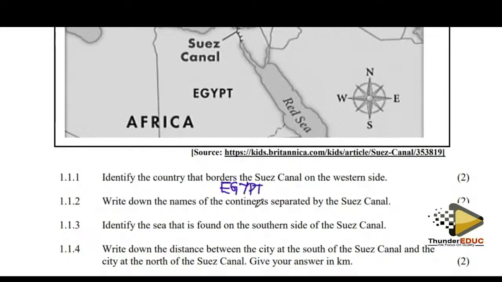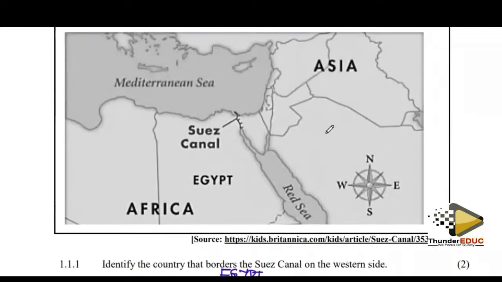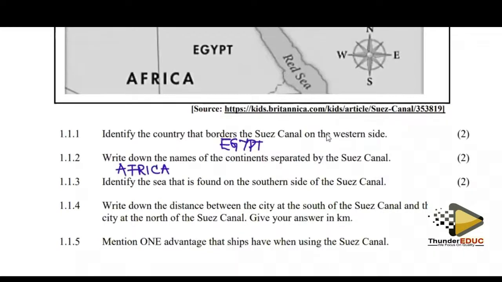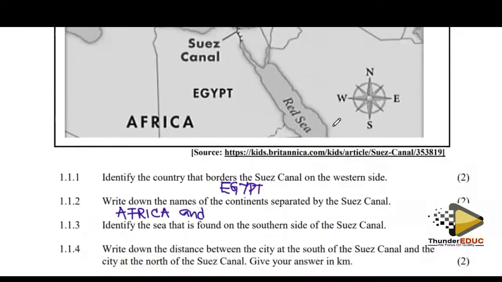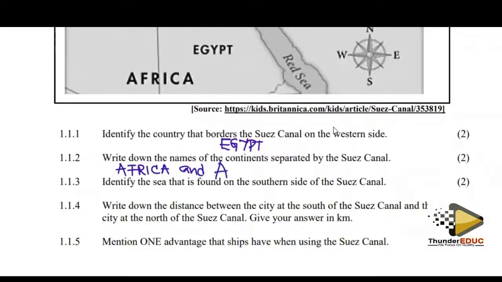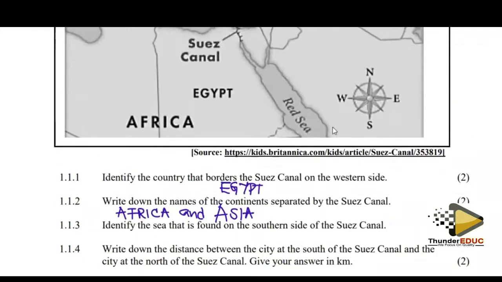So you write down the names of the continents separated by the Suez Canal. First and foremost, we have the continent, we have what? Africa. Then when you come here, we have Asia. Africa and Asia. Identify the sea that is found on the southern side of the Suez Canal.